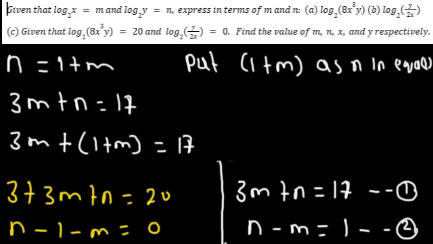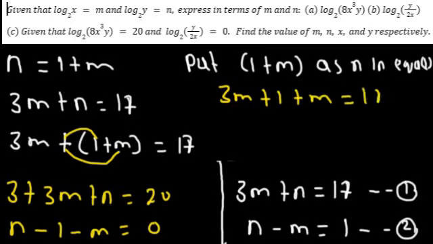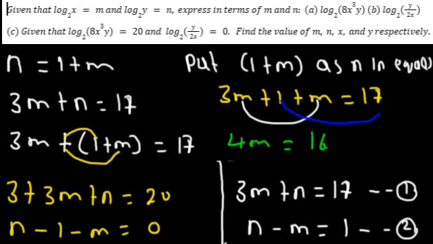Now at this point, I can just expand the bracket with the positive sign by distributing it to each and every value in the parentheses. So therefore, 3m plus 1 plus m will be equal to 17. The next thing I would like to do is to subtract 1 from both sides and add m and m together, then take 1 to the side. I'm going to have my final result to be 4m equals 16.